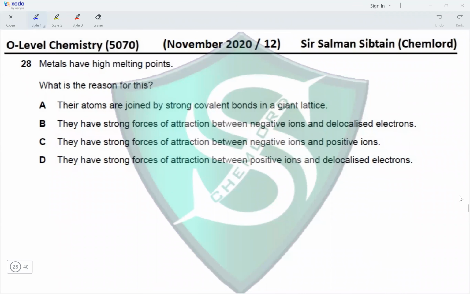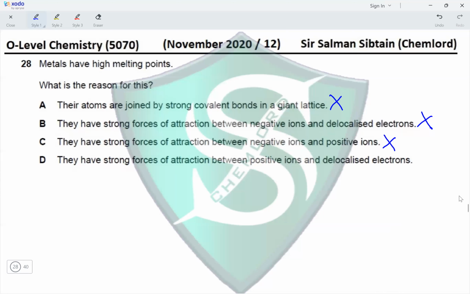Question 28. Metals have high melting points. What is the reason for this? Their atoms are joined by strong covalent bonds in a giant lattice. No, they've got a metallic lattice. They're not covalent compounds. They have strong forces of attraction between negative ions and delocalized electrons. There is no attraction between negative charges and electrons, which are also negative charges. They have strong forces of attraction between negative ions and positive ions. They are not ionic compounds.